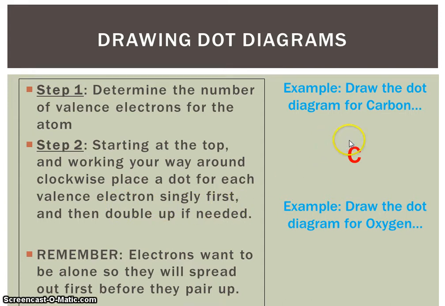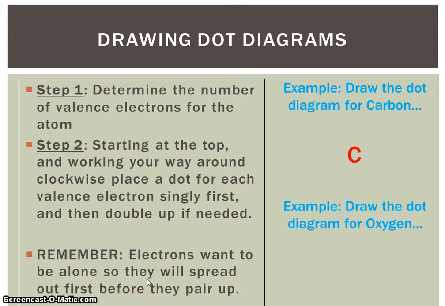So if you have 2, they're not just going to sit right next to each other on one side. They're going to want to spread out. So they go in separately. Once you have 1 on each side, then you can double up. Okay, so this is just a quick reminder. You always want to remember that the electrons want to be spread out, so they're not going to pair up unless they have to.